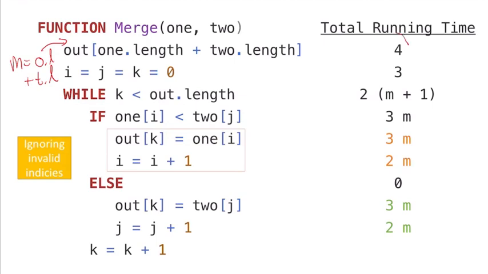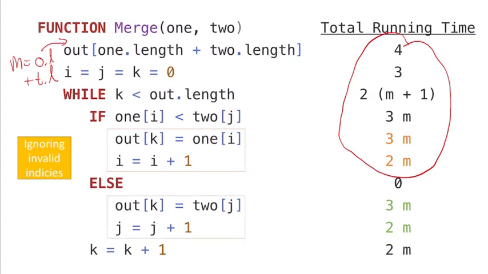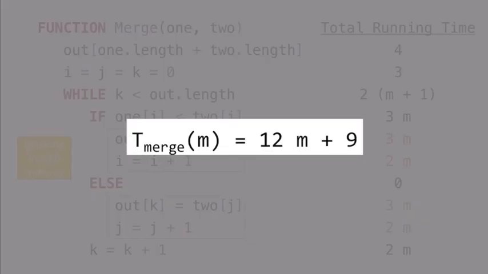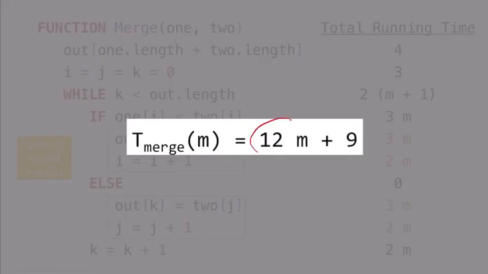Alright, well, if you add this all up, plus the 2m down here. So you add all of those up, what you'll end up with is that the time for merge is equal to 12m plus 9. Alright, well, I'd like to simplify that a little bit, because carrying around 12m plus 9, we're going to eventually multiply this by some other expression.